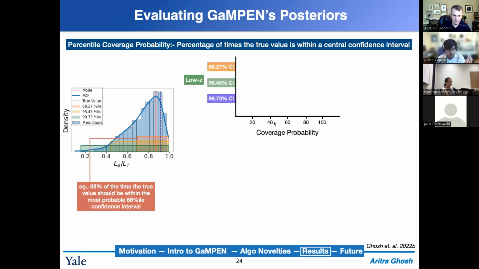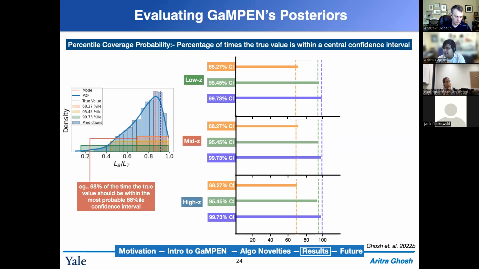Now, if I show you this plot, on the x-axis I have the different coverage probabilities, and on the y-axis I have the three different confidence intervals. This is where we expect the theoretical values to lie, and this is what the calculated coverage probabilities are. I'm showing you only the lowest redshift bin. If you look at the middle and the high redshift bins, they all align pretty well with the expected coverage probabilities. What this shows is essentially that the distributions we predict are neither too wide nor too narrow. They are almost at the perfect level, as they should be.